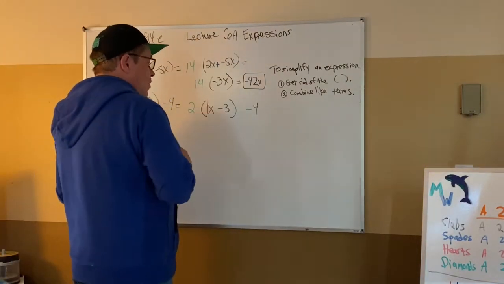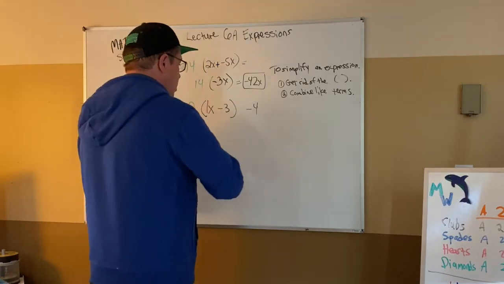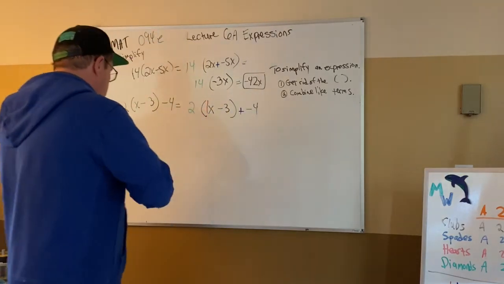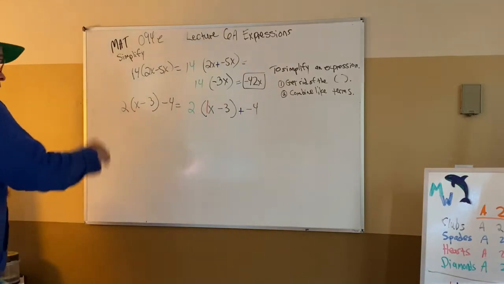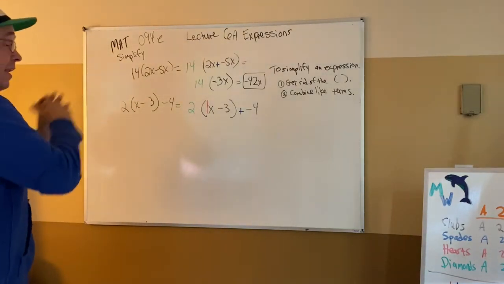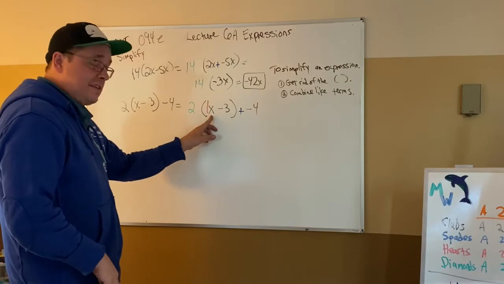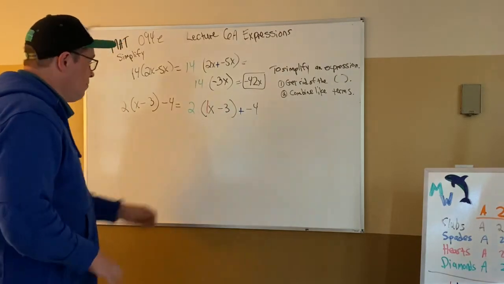I'm going to put the 1 in front of that x to see what's going on here. I'm going to put a plus sign in front of that negative 4, and we're going to go after what's got to happen here. We got to get rid of the parentheses. That's 1x, that's an x term, that's a number term. Let's see what happens.